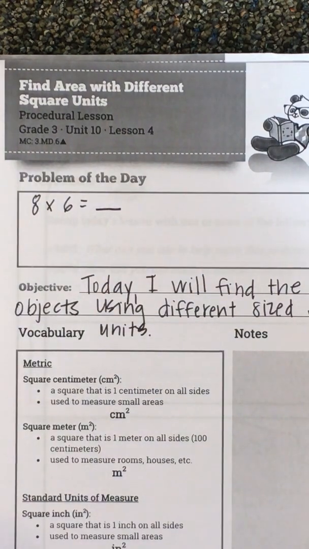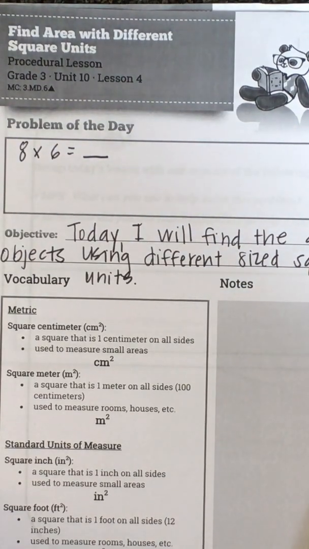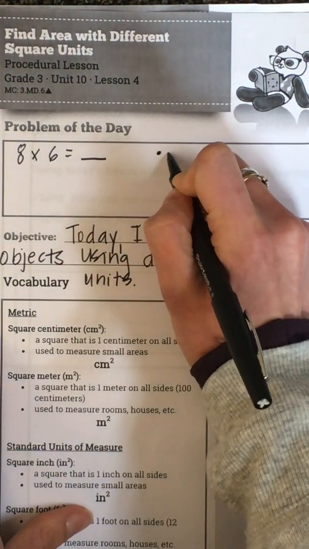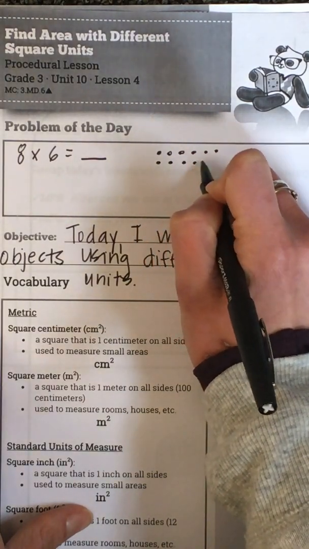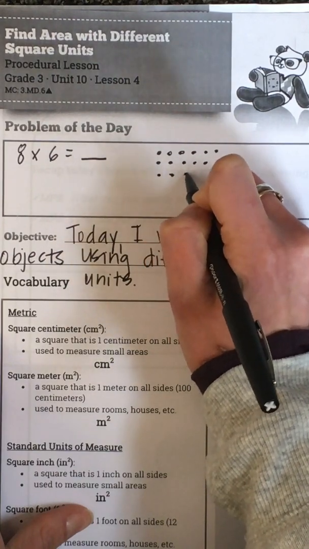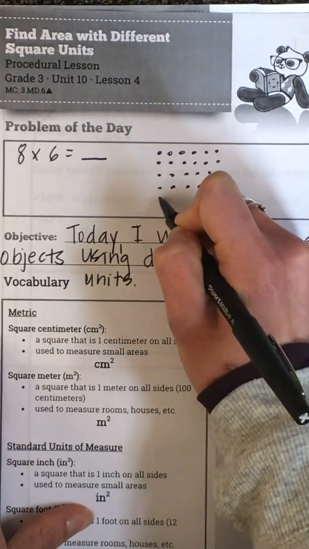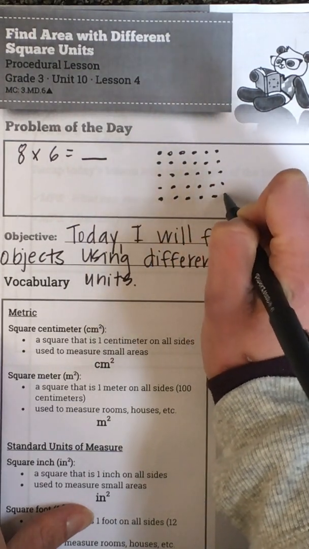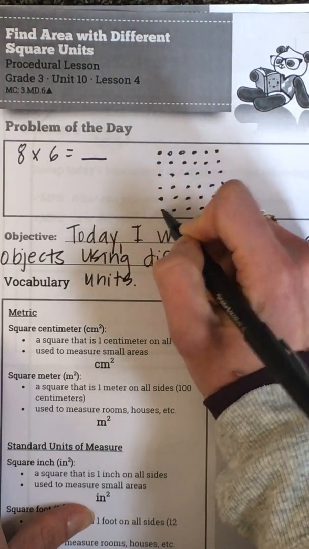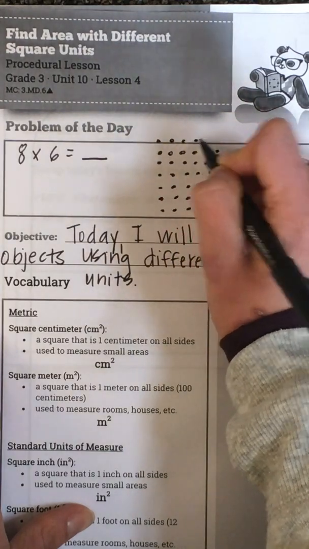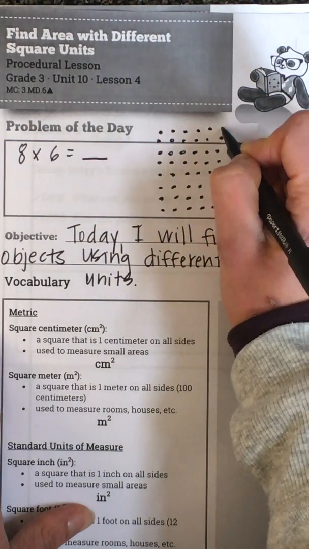So what we're going to do is draw an array that's 8 times 6 first, 8 rows of 6. 1, 2, 3, 4, 5, 6. 1, 2, 3, 4, 5, 6. And so on, row after row, until we have 8 rows or 8 groups of 6.